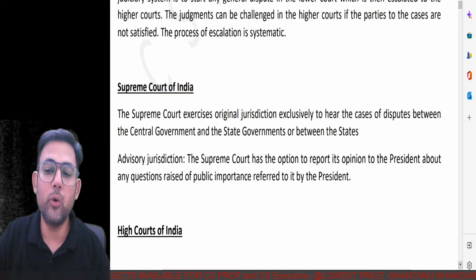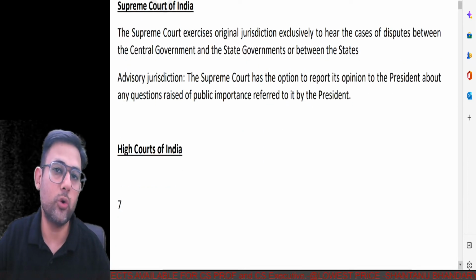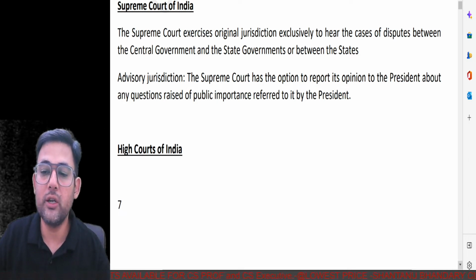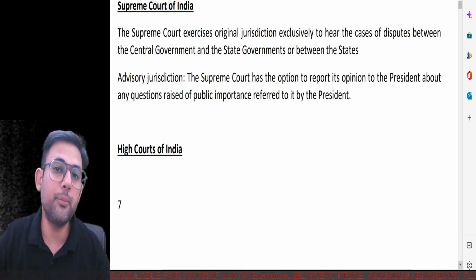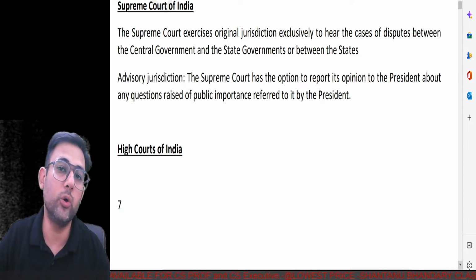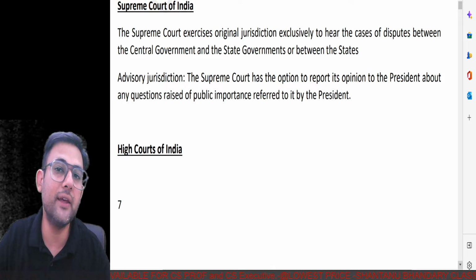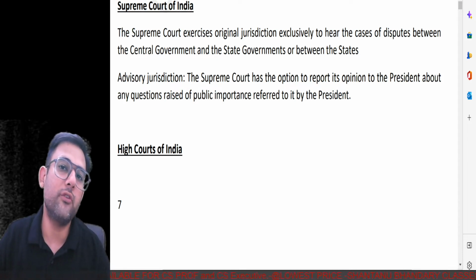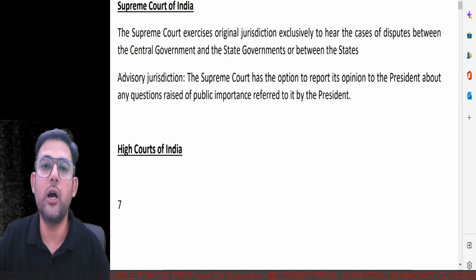Then comes the Supreme Court. As we all know, the Supreme Court is the highest court of the land, and all the courts in India function under the Supreme Court. The Supreme Court is the apex court, and nobody will get the right to go directly to the Supreme Court unless there are exceptions to the rule. So obviously you'll start from the lower court and move to the higher court.